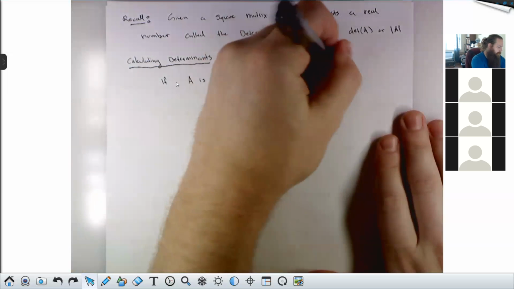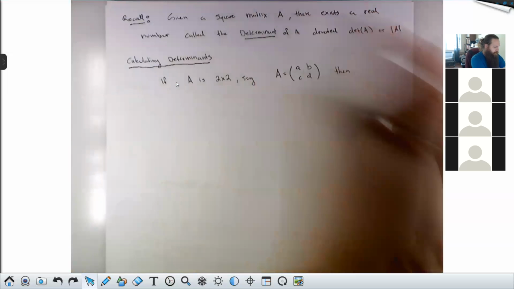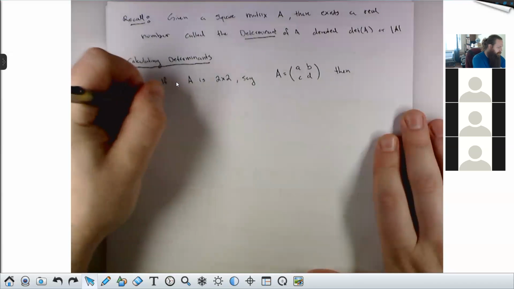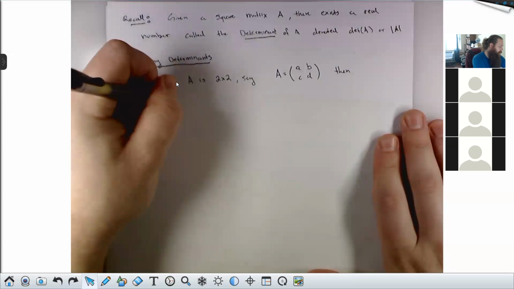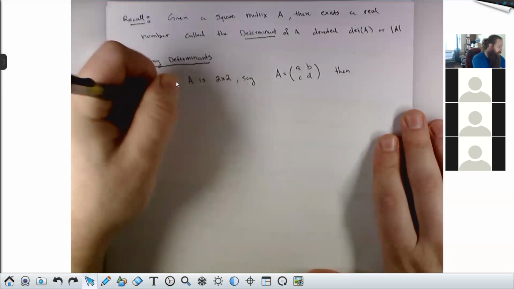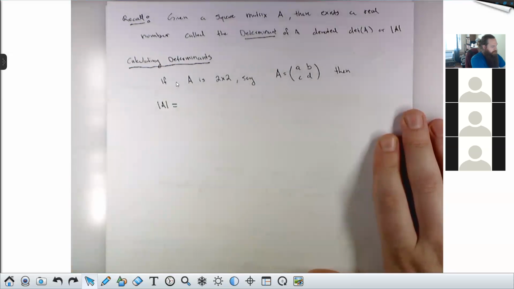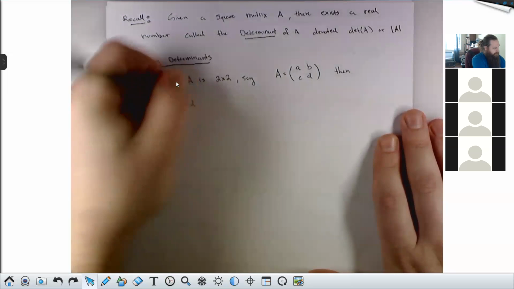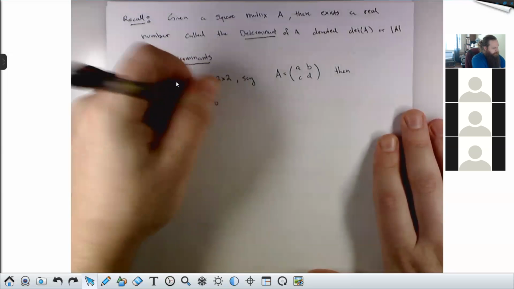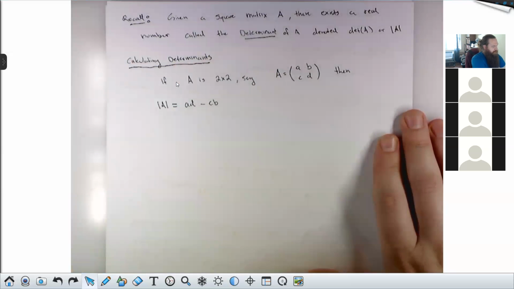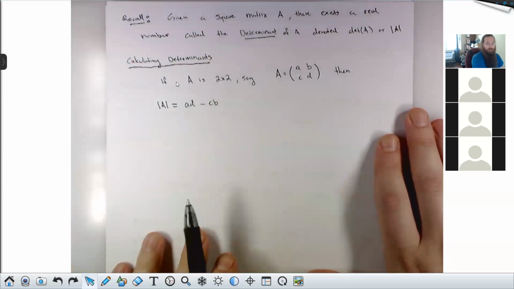Then I will use the absolute value notation here because that's what your book uses. Then the determinant is the difference of the product of the diagonals. So it's AD minus CB. This times this minus this times this.